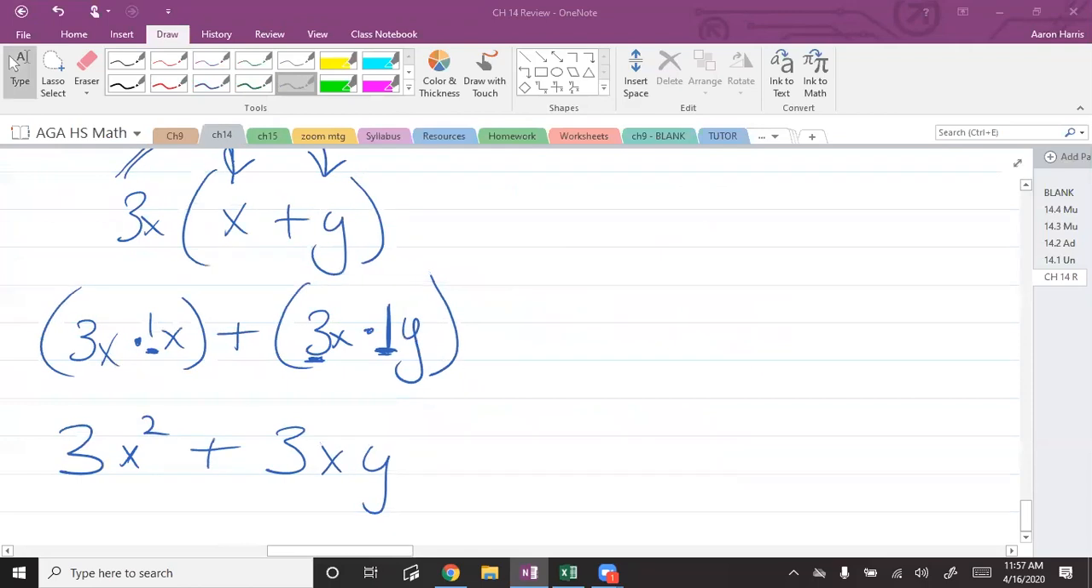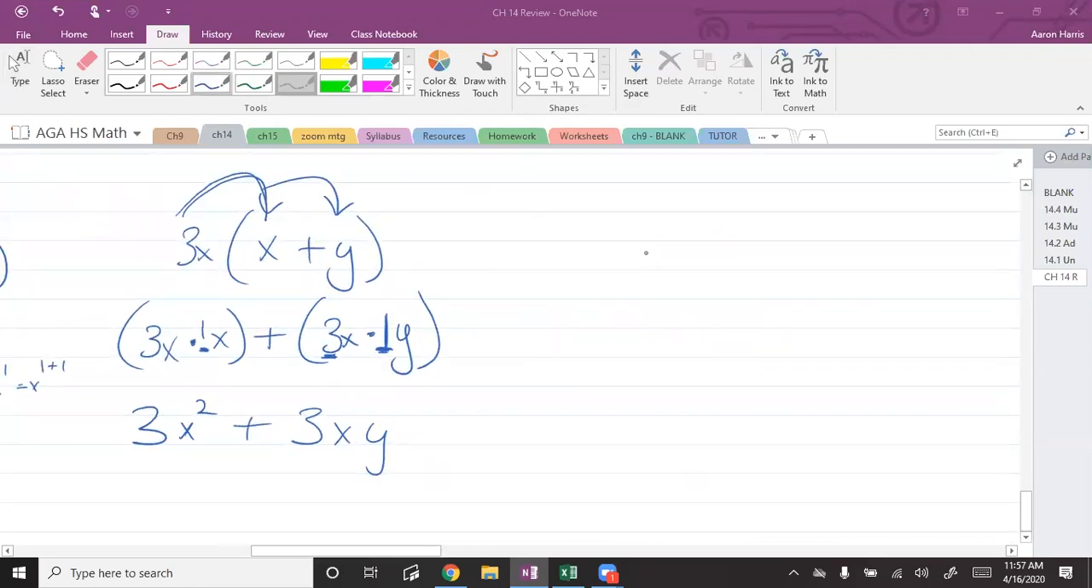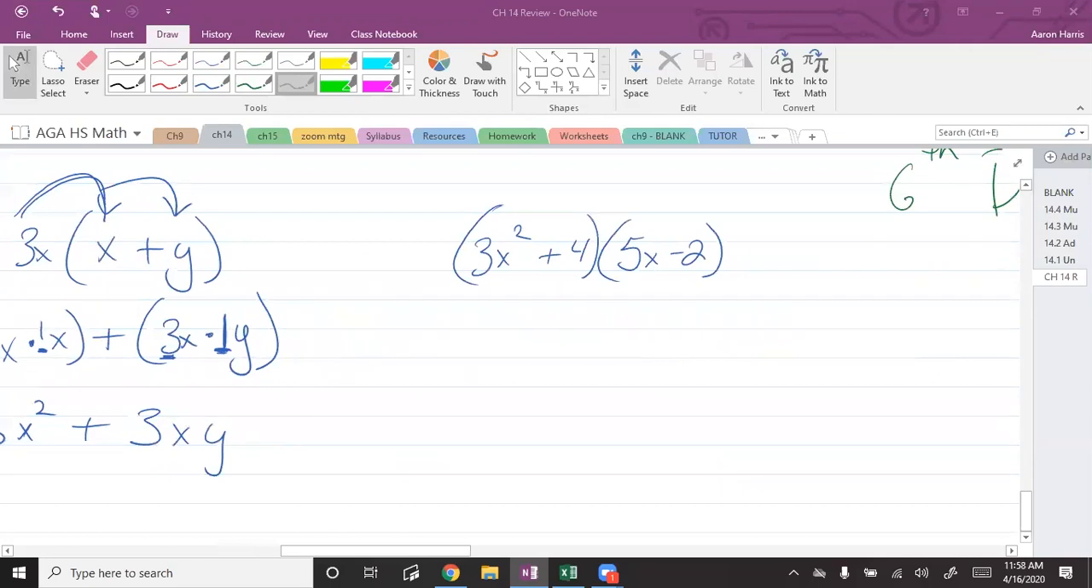All right, so let's do binomial times binomial. Let's do 3x squared plus 4 and multiply that by 5x minus 2. Each term in the first has to be multiplied by each term in the second. So here we go. First, outer, inner, last.